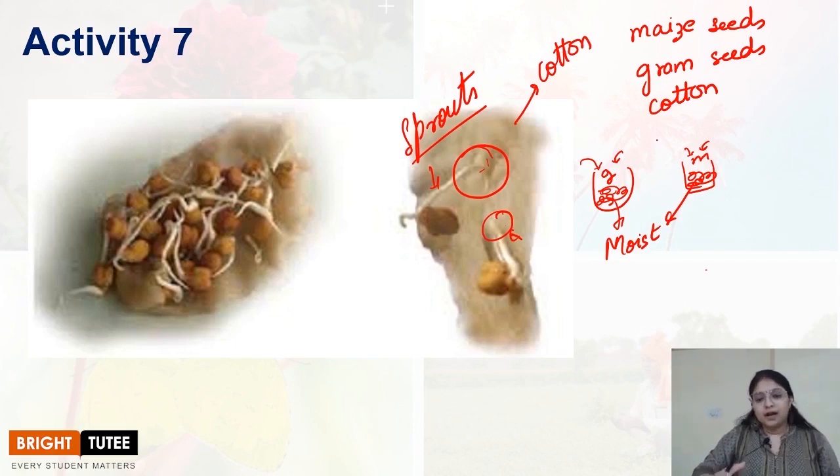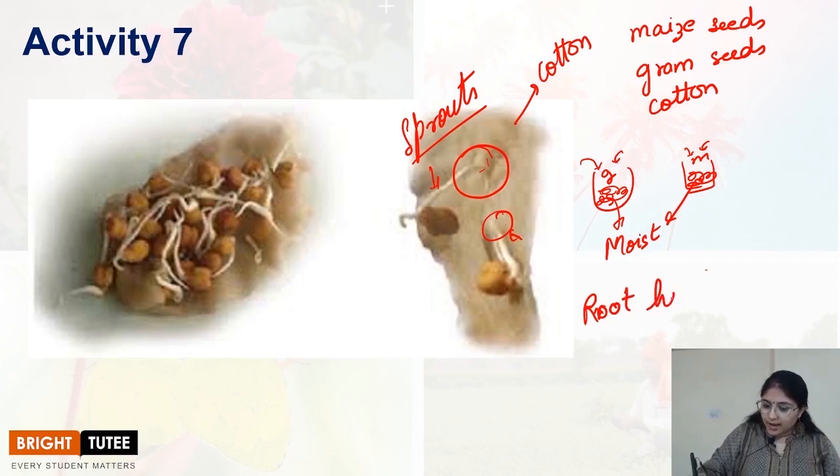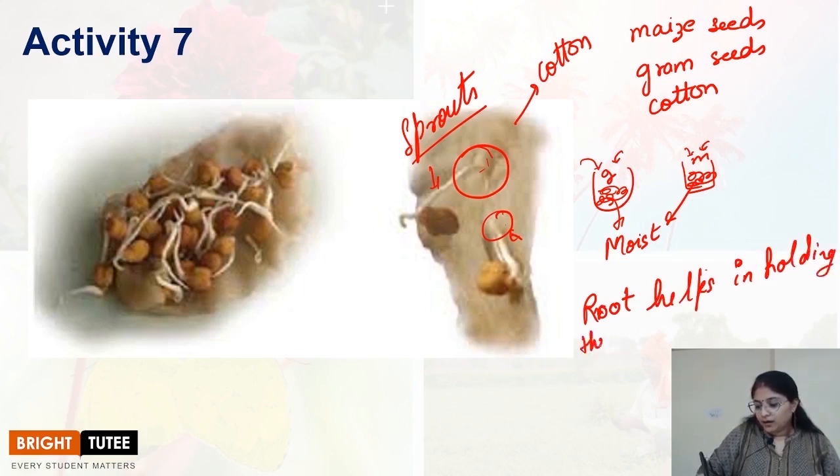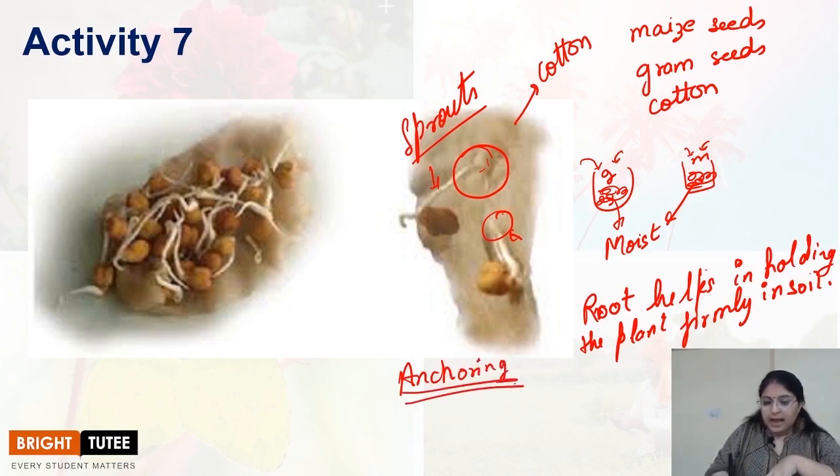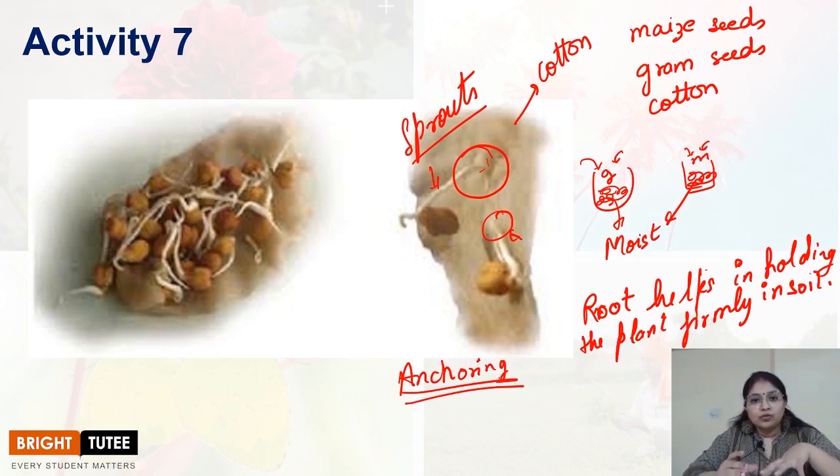So with this activity, we understand that root helps in holding the plant firmly in soil, right? So this is one of the things. Apart from that, this particular process is known as anchoring, right? That means the root anchors the plant at one place. It anchors the plant into the soil.